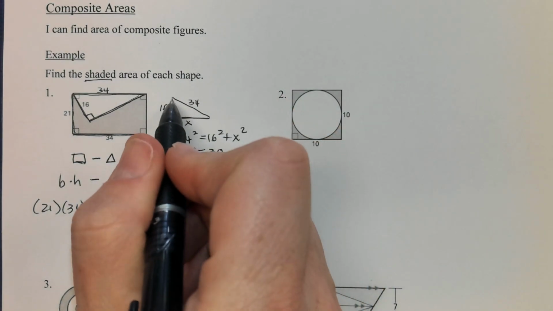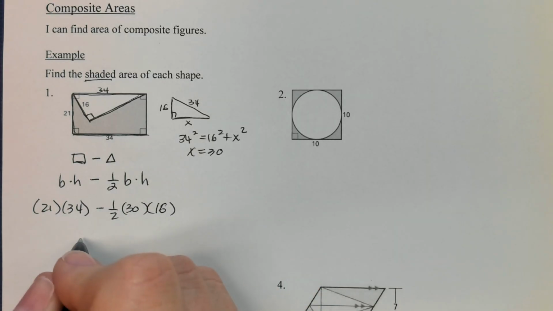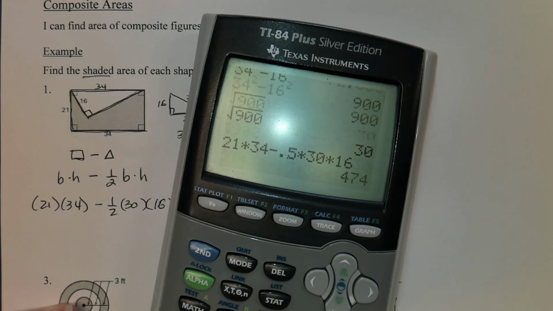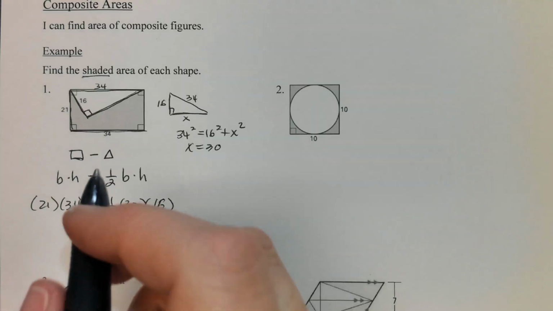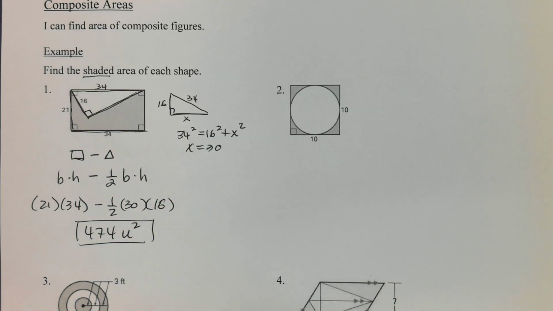So our base is 30 and our height is 16. And now I can just type all that in. And I get 474. This one didn't have any labels, so we'll do units squared.